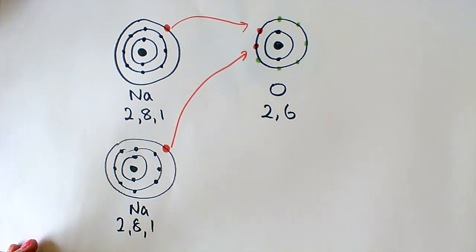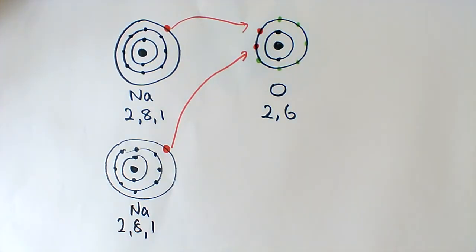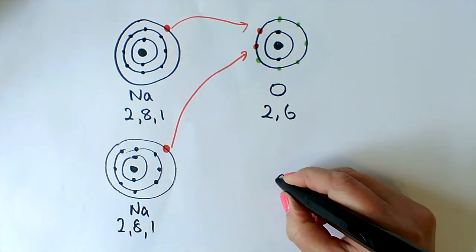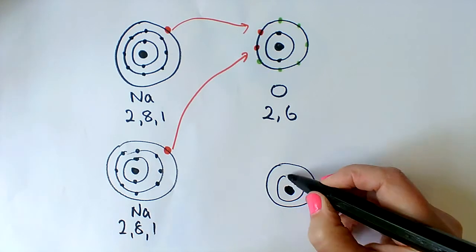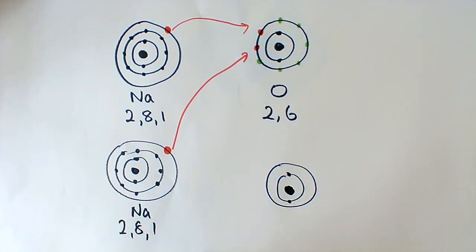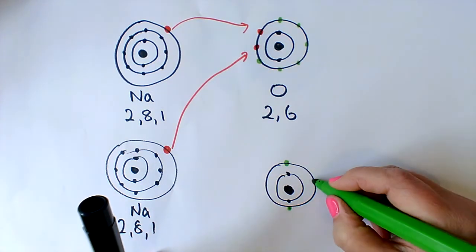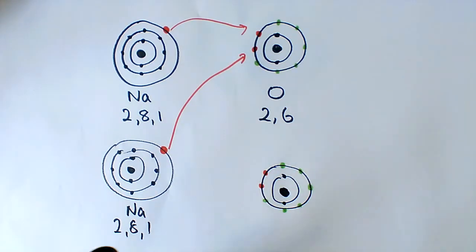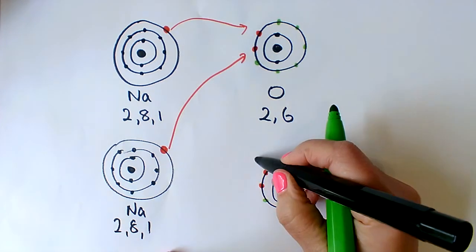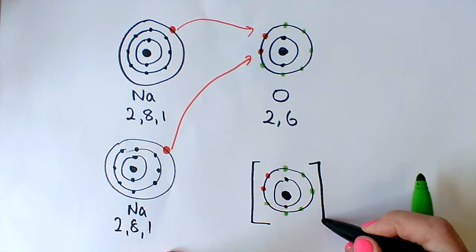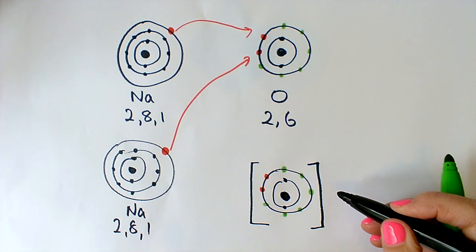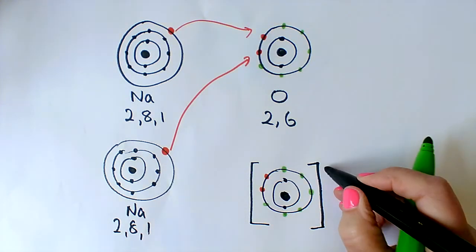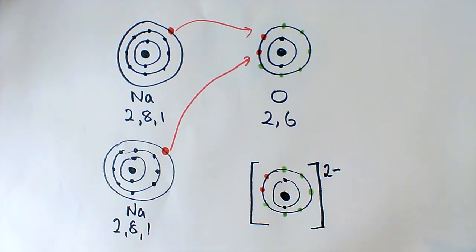So if we were going to show this, we would have our oxygen. So let's do oxygen first. Now has its lovely full outer shell. I'm going to stick with the colours just for now. Now, because the oxygen has gained 2 negative electrons, it has 2 negative electrons more than it has positive protons in the nucleus, so it gains a charge of 2 minus.